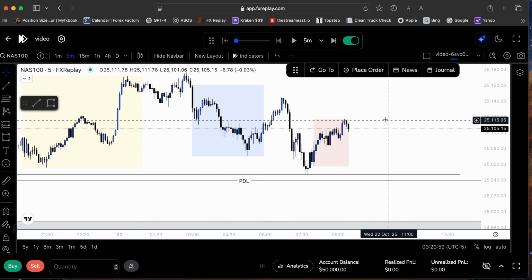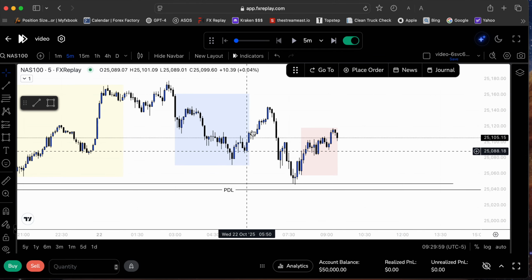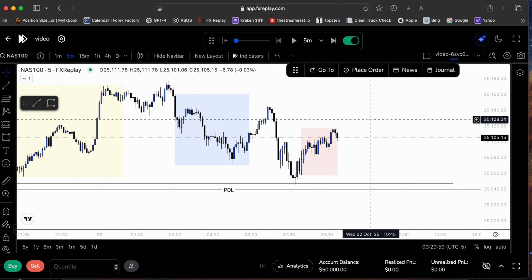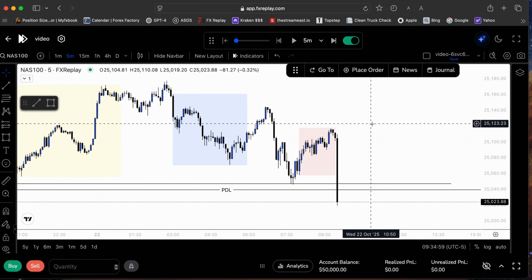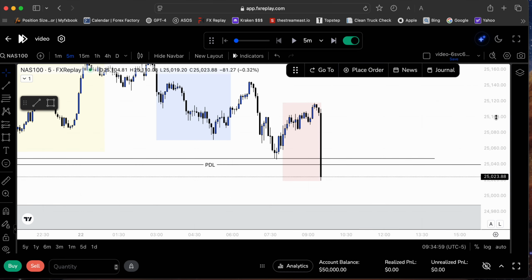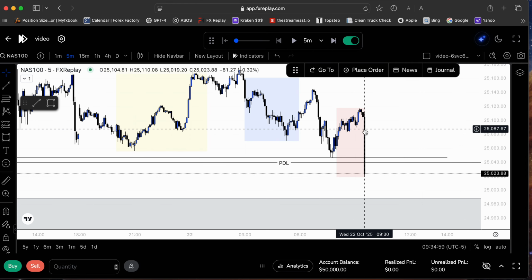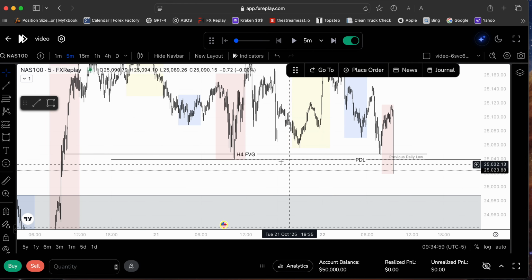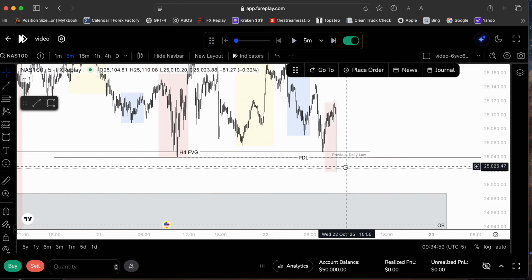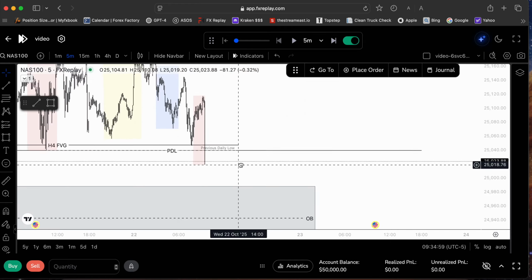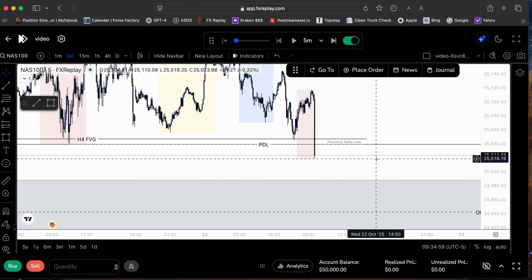Okay, making lower highs, lower lows. Okay, so next candle, I'm going to stay on the M5. Yeah. So even right off the bat, right off the market open, we immediately take out our H4 first fair value gap. We take out the previous day low immediately, right?